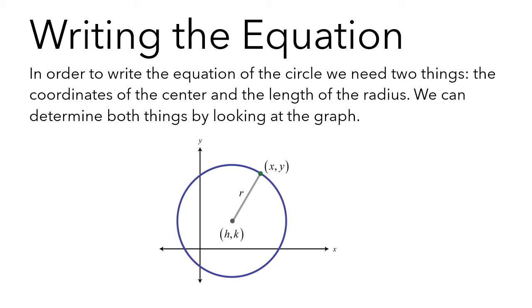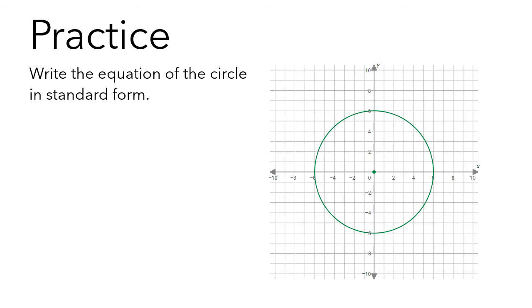So to write the equation of a circle, given a circle on the coordinate plane, we need two things. We need the coordinates of the center, and then we need the length of the radius. Once we have those two things, we can write the equation of that circle. So let's try a practice question.